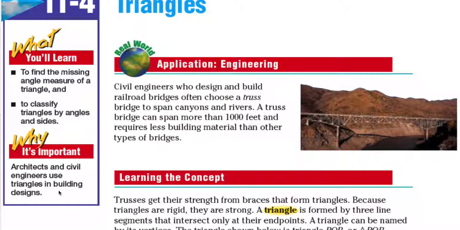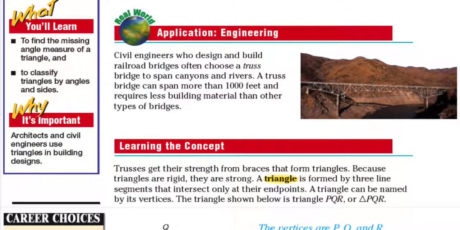in building designs. So civil engineers who design and build railroad bridges often choose a truss bridge to span canyons and rivers. This is an example of a truss bridge, and it requires less building material than other types of bridges. If you look at the truss bridge, it's made up of a lot of triangles right there. So trusses get their strength from braces that form triangles. Because triangles are rigid, they are strong.